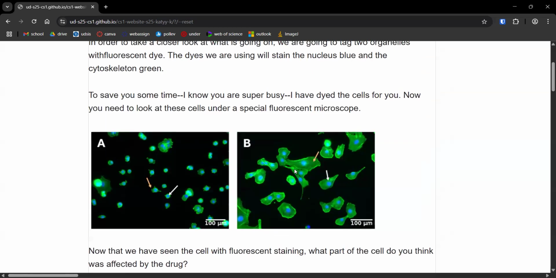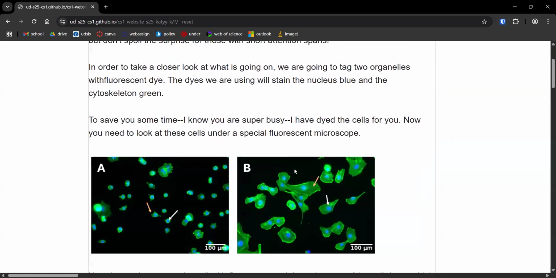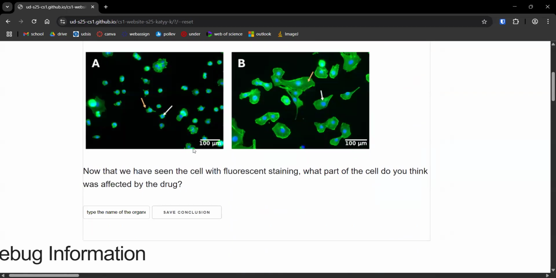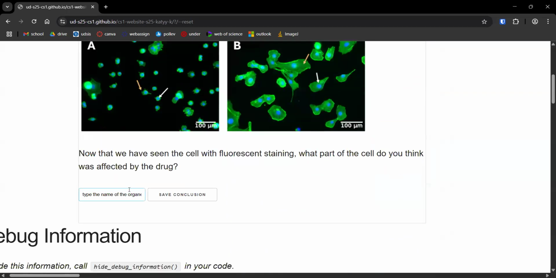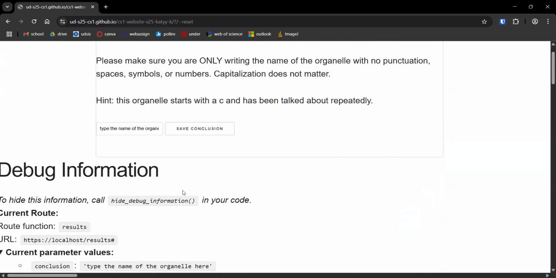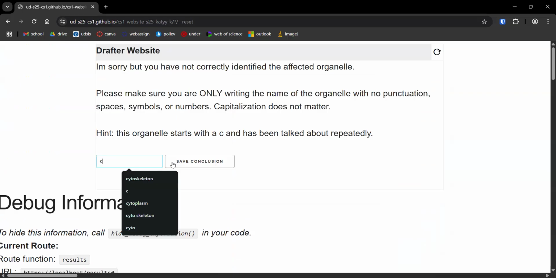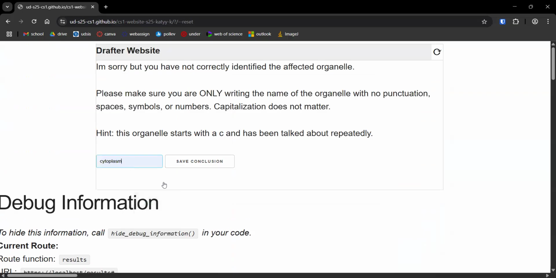If you've been paying attention to the things I was saying on the main page, or what it says up here, where the cytoskeleton is going to be green, you can conclude that it is the cytoskeleton that was affected. But again, I am going to show you what happens if you type the wrong thing in. Say that I think it's the cytoplasm. It's still going to take me to this page.